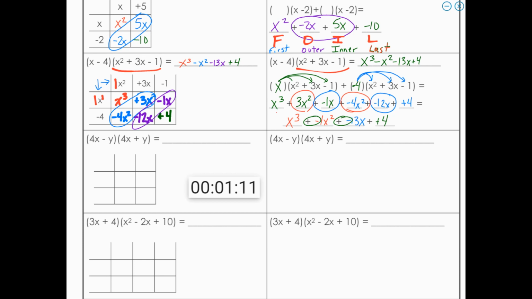So anytime you multiply an x by a y, it's an xy. Remember, letters next to each other just means multiplication, right? If you're multiplying a 4x with another 4x, wouldn't it be 16x squared? Yes, it's 4 times 4.